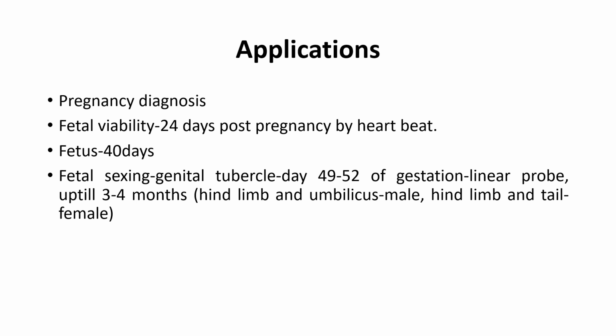If the fetus is male, then the genital tubercle will be between the hind limbs and the umbilicus. While if the fetus is female, the genital tubercle can be located between the hind limbs and the tail.